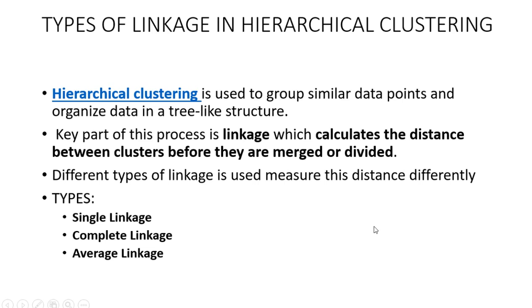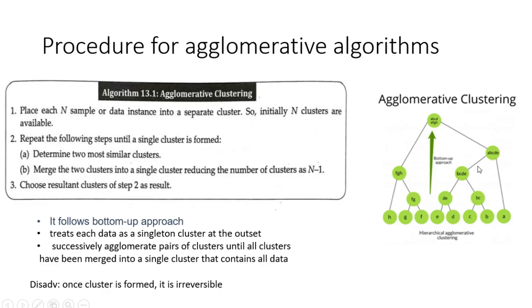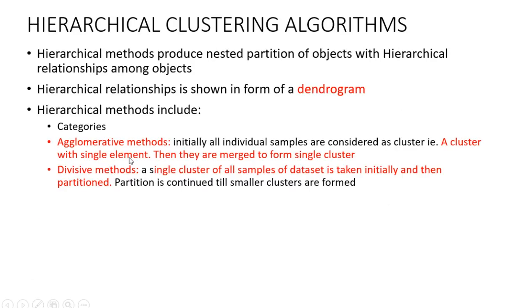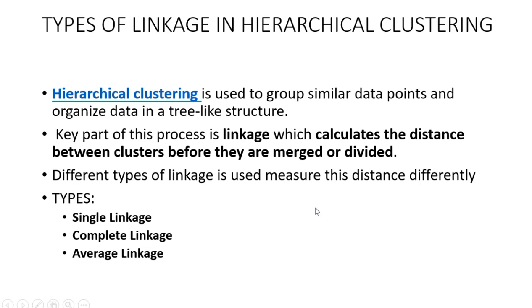Now agglomerative is a type of clustering which we use in hierarchical clustering. As I said, basically there are 2 ways that you can do it. Either you can do the agglomerative method, which is a bottom-up method, or you can do the divisive method, which is a top-down approach. But there are different types of hierarchical clustering. As I said, in hierarchical clustering, basically we are grouping together similar things and organizing the data in the form of a tree-like structure. In the previous diagram we saw it was more like a tree-like structure.